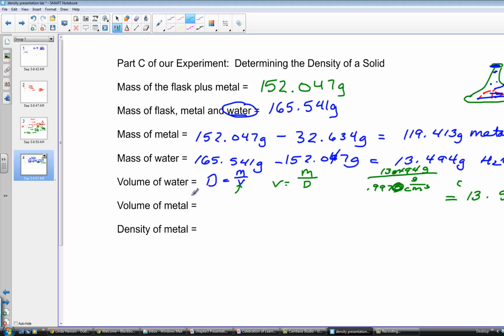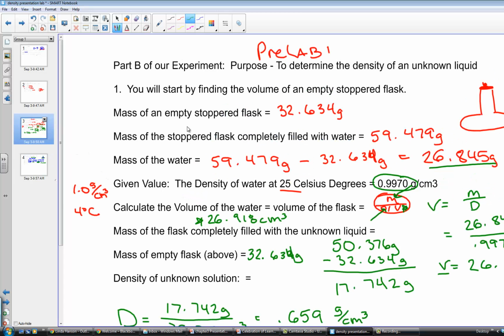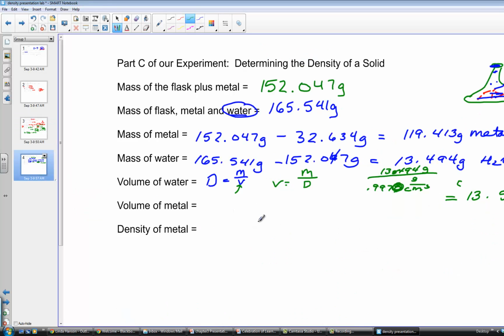Ready? So now if I know the volume of the water, and I know the volume of the entire flask, what must have been the volume of the metal? Alrighty. So thinking back, what was the volume of the flask? We solved for that. Remember right here, the volume of the flask, 26.918 cubic centimeters. That's going to be carried right here. So if 26.918 cubic centimeters was the size of the whole flask, let's subtract out what the water was contributing.